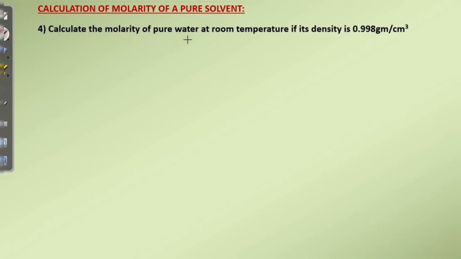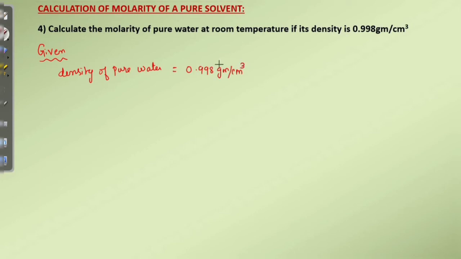Calculate the molarity of pure water at room temperature if its density is 0.998 gram per centimeter cube. The only data given is the density, is it not? So density alone is given. What is the density of water? Density of pure water is given as 0.998 gram per centimeter cube.